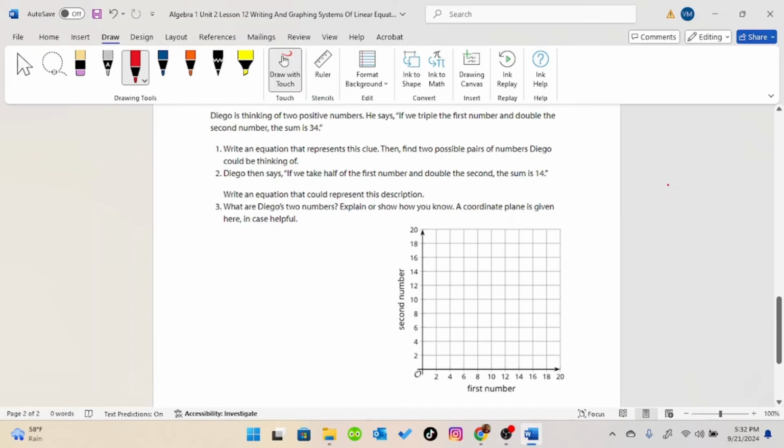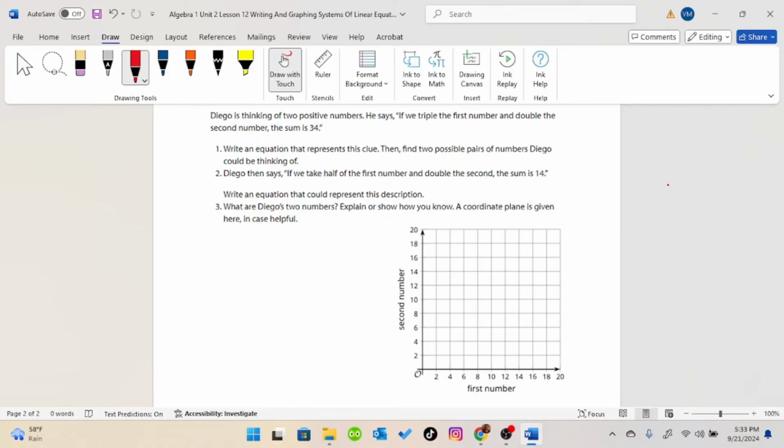Our last practice problem for lesson 12. Diego is thinking of two positive numbers. He says if we triple the first number and double the second number, the sum is 34. Number 1, write an equation that represents this clue. Then find two possible pairs of numbers Diego could be thinking of.